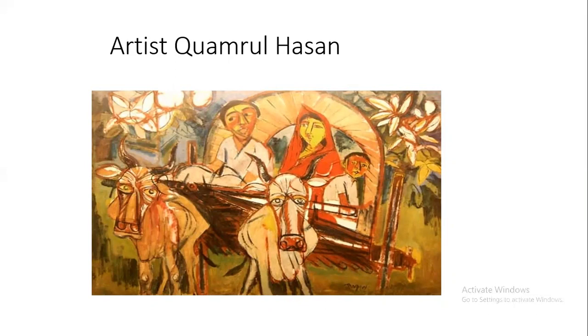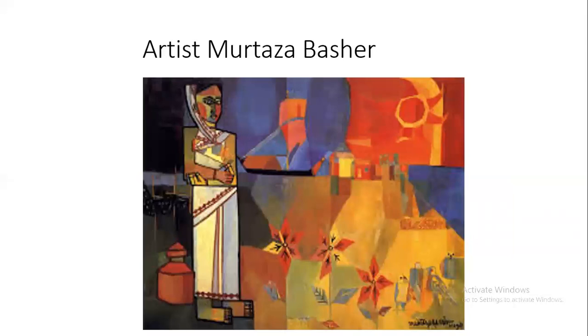This painting is created by the artist Quamrul Hassan. He is very famous for his colorful work. This painting's title is Nayor. It's a very famous painting. Artist Murtaza Bashir. This painting's title is Peace. He's also famous for his paintings at home and abroad.